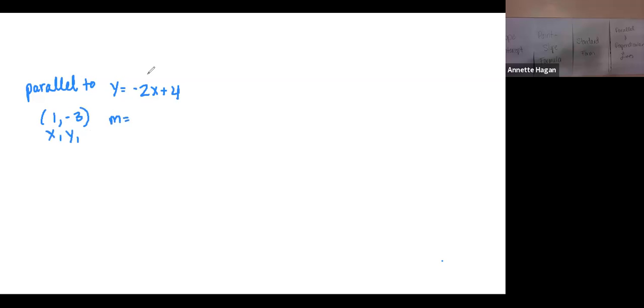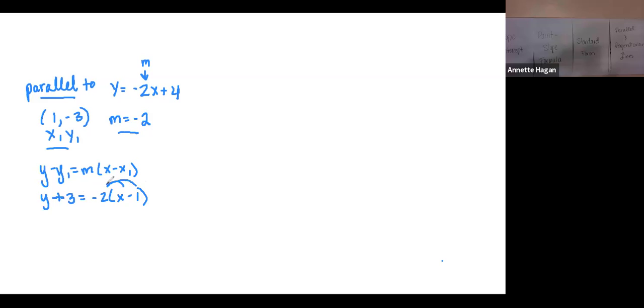And our slope, they've actually given it to us. It's going to be the same as this slope because they are parallel. So if this line had a slope of -2, my parallel line will also have a slope of -2. So we have a slope and a point. So we're going to go into point slope form to start. And we're going to say, all right, y minus -3 equals -2 times x minus 1. And we know that becomes a plus.